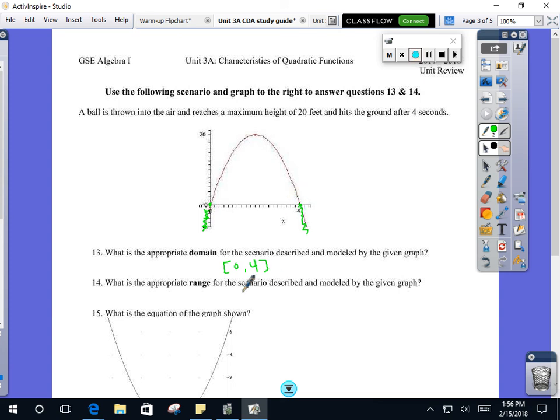Now, what about the range? What would it be? How low does this graph go on the y-axis? 0, because it doesn't go below ground. It goes 0 feet up to 20 feet.